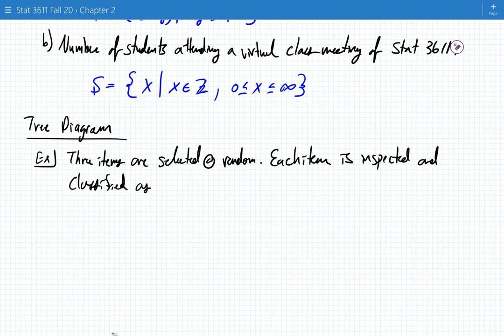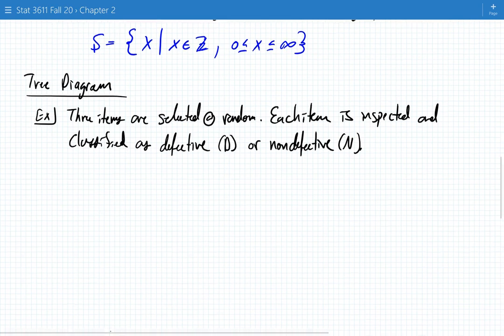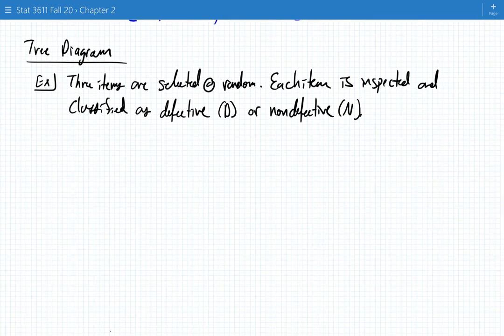Classified as defective or non-defective is really all we're looking for. So I'll just call capital D for defective, and I'll call capital N, short for non-defective. All right, and we want to make sure we can list out or count all the possible ways that we could select these 3 items, whether they're defective or non-defective.